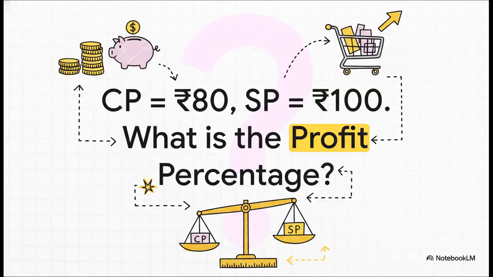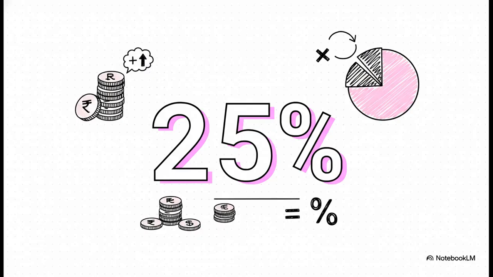Okay, first one up. Your cost price is 80 and your selling price is 100. What is the profit percentage? So first, figure out the profit in rupees. And then, remember that golden rule. Go on, take a second. Did you get it? The profit is 20 rupees, right? 100 minus 80. Then you take that 20 and divide it by the cost price of 80, which is 0.25, multiply by 100, and the answer is 25%.